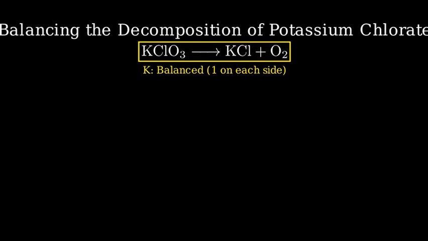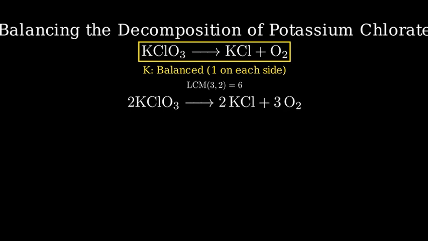So we need to balance. To balance the oxygen, find the least common multiple, LCM, of 3 and 2, which is 6. So we need 6 oxygens on each side. To achieve this, we place a coefficient of 2 before KClO3 and a coefficient of 3 before O2. This gives us the balanced equation. 2 KClO3 yields 2 KCl plus 3 O2.